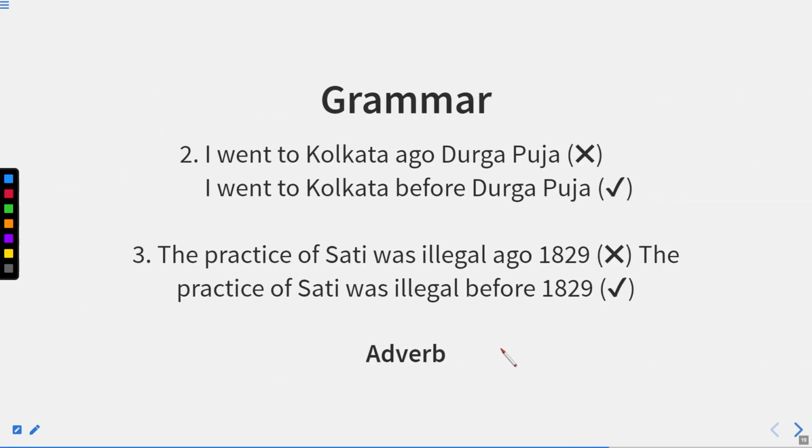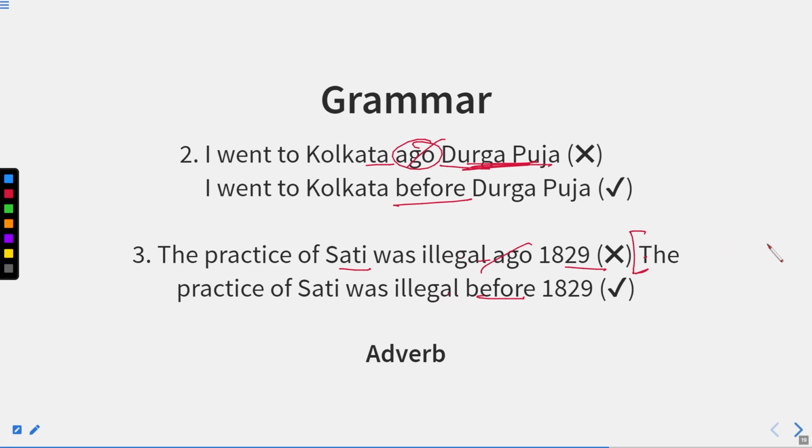Now, let us move to the next one. I went to Kolkata ago Durga Puja. Obviously, Durga Puja is a point of time. It is a particular event. So we cannot use ago. It should be replaced with before. I went to Kolkata before Durga Puja. The practice of sati was illegal ago 1829. Now 1829 is a point of time, so we have to use before, not ago.